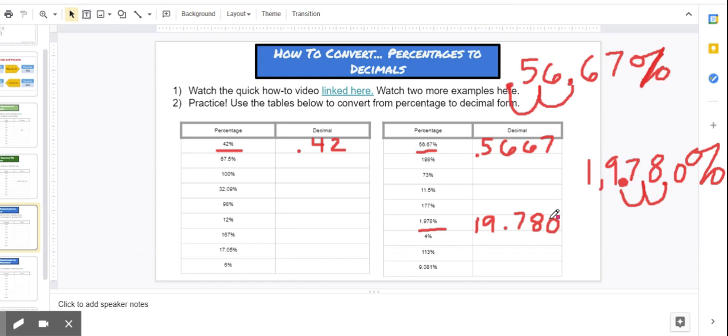You can add as many zeros behind there as you want. They don't hold value, so you don't have to write them. But you can say that we have 19 and 78 hundredths if you don't write the zero, or you can say 19 and 78 thousandths if you do write the zero.